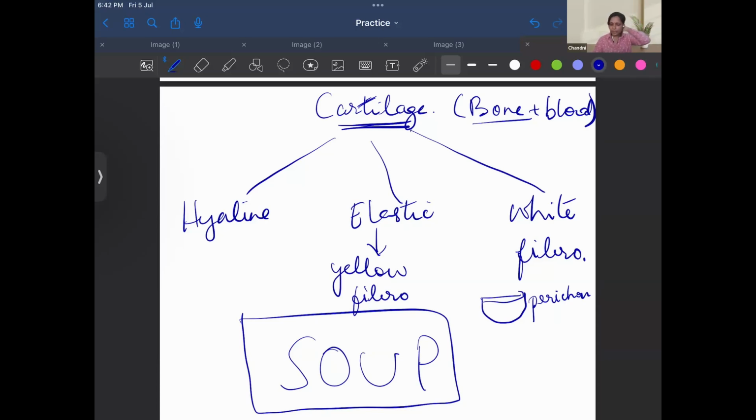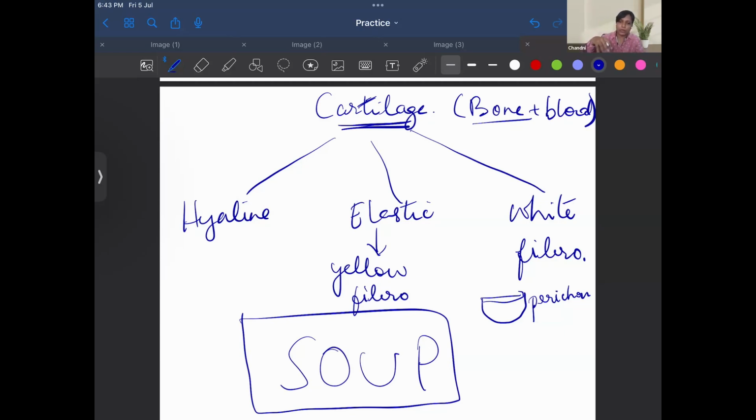See, all of them are called peri only, right? Peri, epi. If it's bone, it is called periosteum. If it is cartilage, it is called perichondrium. If it is nerve, it is called perineurium. If it is muscle, it is perimysium, right? But the prefix peri remains the same. So let's say your perichondrium is the bowl.